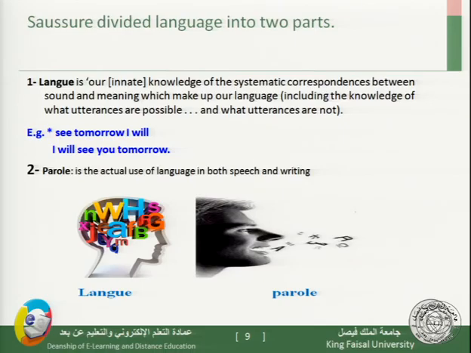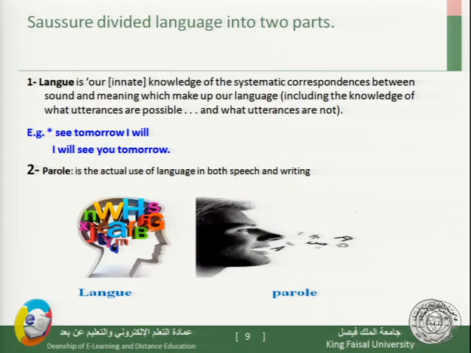Now I'll read the definition of langue. It is our innate knowledge. So this knowledge is not acquired. It is innate. We already have it when we are born. It is the innate knowledge of the systematic correspondence. So the correspondence is regular, it is systematic, it is not arbitrary. Between what? Between the sounds that we hear or the words that we read and the meaning and the concepts that are created in our mind. These make up language, including knowledge of what utterances are possible and what utterances are not.